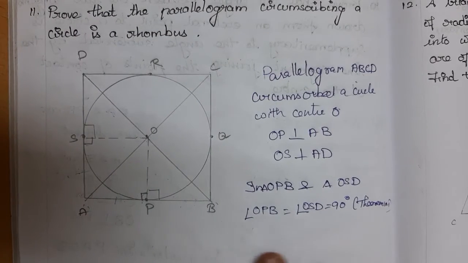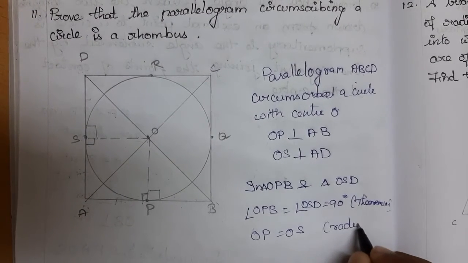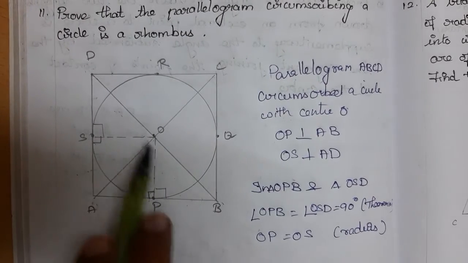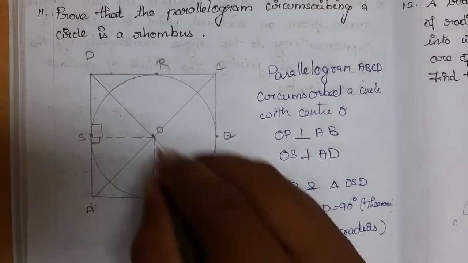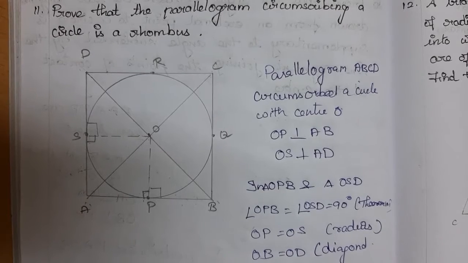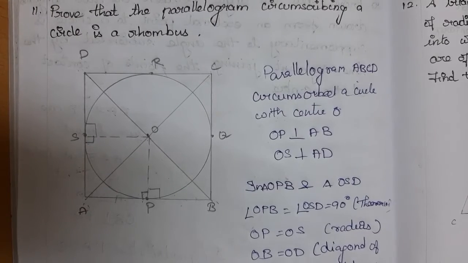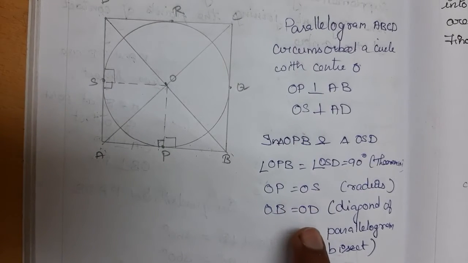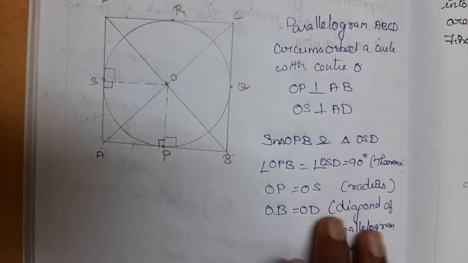Clear? Next, OP and OS are radii, right? So OP is equal to OS since they are radii. What is another one? OB and OD are equal since the diagonals of a parallelogram bisect each other. So OB is equal to OD. Bisects means it cuts equally, right? So by two sides and one angle, we can say it's congruent, right?